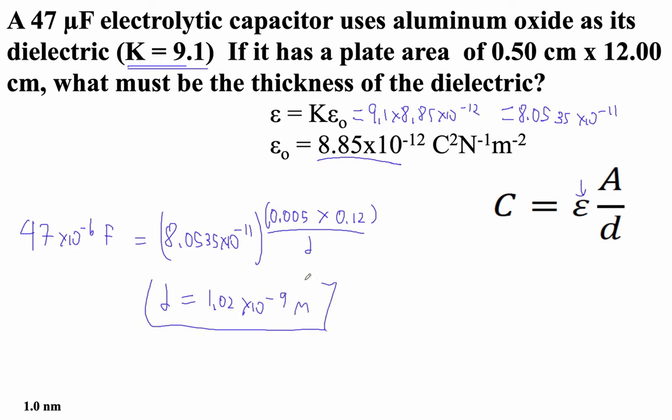And that's awfully small. I don't know if that's possible. Here's why: a hydrogen atom is basically 1 times 10 to the minus 10th meters in radius, right? So we're getting down there to the atomic level. Maybe one layer of oxygen atoms might be that thick. I just don't know. All right.